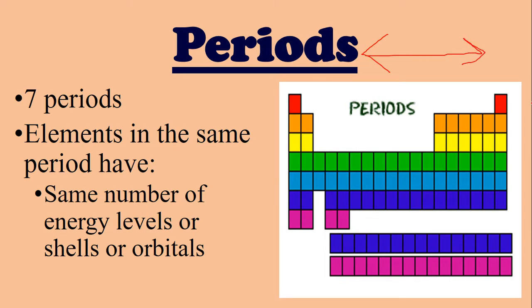You can see the periods in different colors here. There are 7 periods, 7 rows currently. I know it looks like there would be 9, but these 2 down here actually go up just a little part. They did that so that the periodic table wasn't too long. Now, elements in the same period have the same number of energy levels or shells or orbitals. And basically, if you're in the first period, the ones that I read, they only have 1 energy level. The second period, the second row, all have 2 energy levels, and so on and so forth.